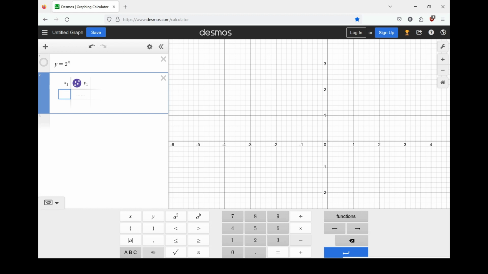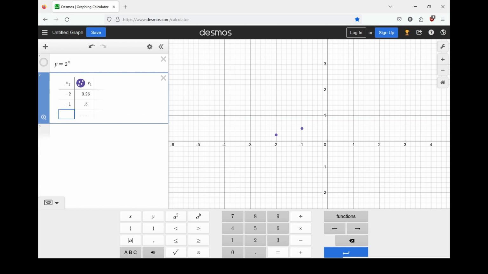Let's start from -2. When I pick -2 for x, I substitute -2 for x. 2 to the -2 is 0.25. If you can't do the basic math, you can just use your calculator. It is pretty simple. -2 for x and 0.25 for y. Here is my point. Let's keep picking consecutive numbers. -1 for x. If x is -1, 2 to the -1 is 0.5. So here is my point. -1 for x, 0.5 for y.